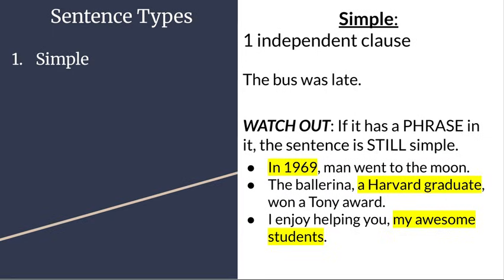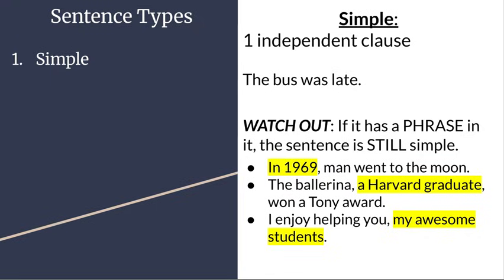Be careful. If it has a phrase in it, it's still considered simple. So like the example there, in 1969, man went to the moon. Man is the subject, went is the simple predicate, to the moon completes that predicate. That's my complete sentence there, the independent clause: man went to the moon. In 1969, that's what we call a prepositional phrase. It tells when something happens. There is no subject, there is no verb, it is just a phrase. Therefore, it can't change the type of sentence that we've got here.